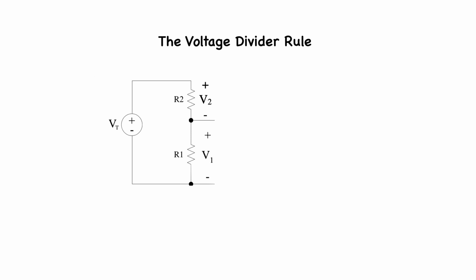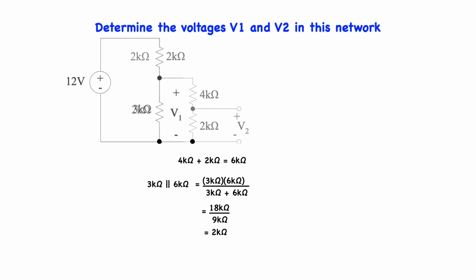Therefore, the voltage drop across each of these series resistors will be equal to that resistor's value, divided by the sum of the resistors in series, times the source voltage. That is, V1 is equal to R1, divided by the sum of R1 plus R2, times the source voltage, and V2 is equal to R2, divided by the sum of R1 plus R2, times the source voltage. Now the voltage divider rule can be sequentially applied.